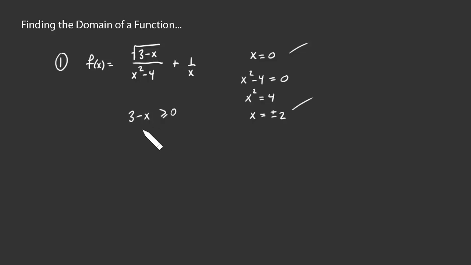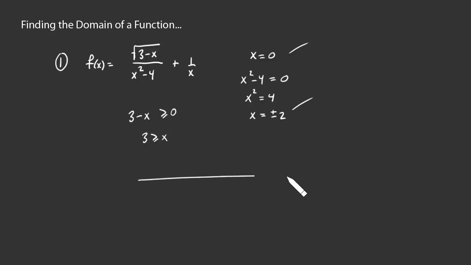Of course, that's easy to solve. Add x to both sides, and we get 3 is bigger than or equal to x. Now here again, note what's going on. This we want to happen. These two things we don't want to see happen. Those are problem values of x.